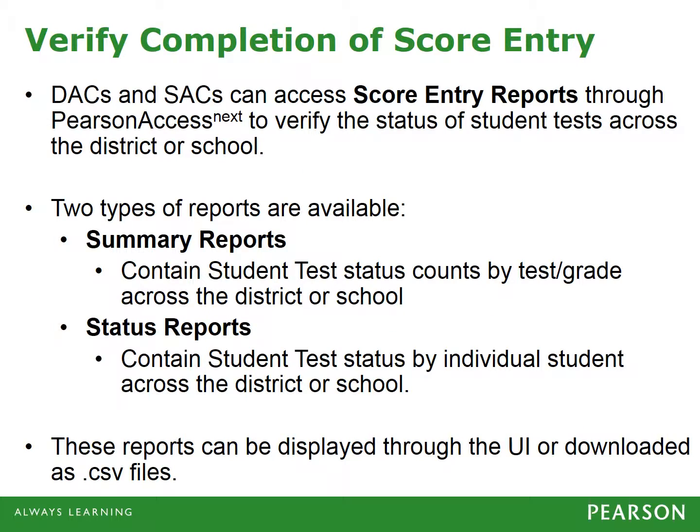As the DAC or SAC, you will have access to school level reports to see the progress of each school's CoAlt assessment. There are 2 types of reports that are available. Summary reports, which contain student test status counts by test grade across the district or school, and status reports, which contain student test status by individual student across the district or school. These reports can be displayed through the UI or downloaded as CSV files.